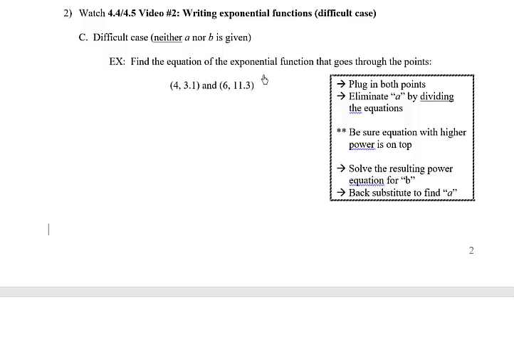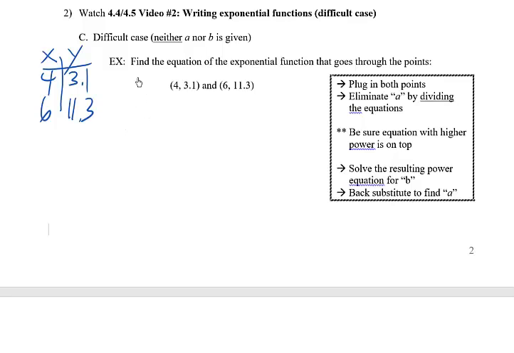Find the equation of the exponential function that goes through these 2 points. I could, if I wanted to, write it out in a table. And you can see there I don't have an x value of 0, which means I don't know the y-intercept, the a, and I don't have my x's going up by 1, which means I have no easy way of figuring out the b. So I'm going to have to figure out both a and b.